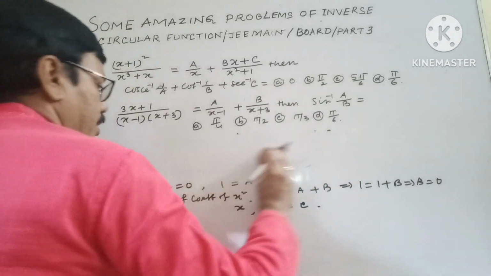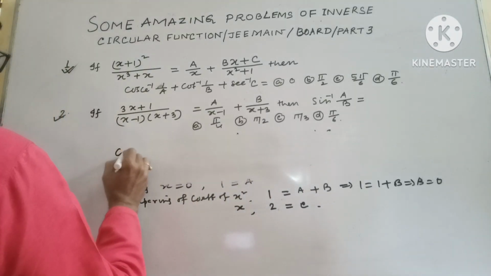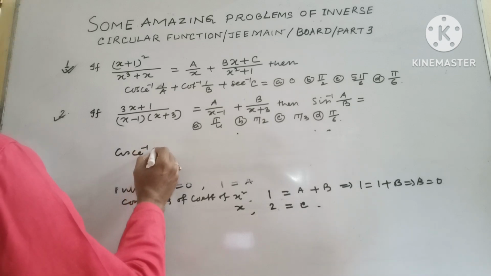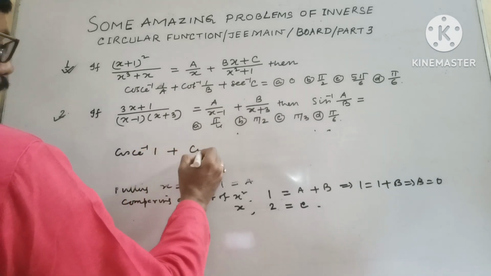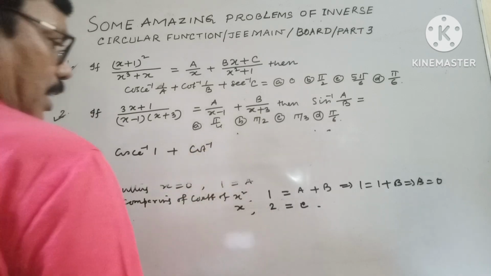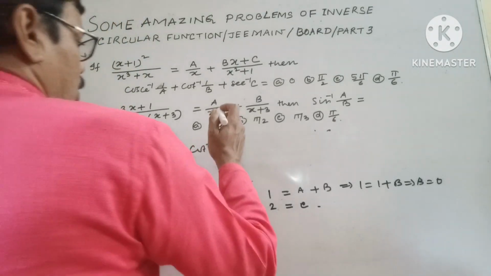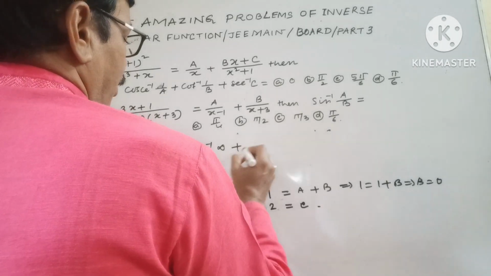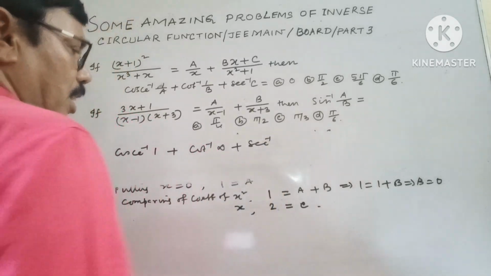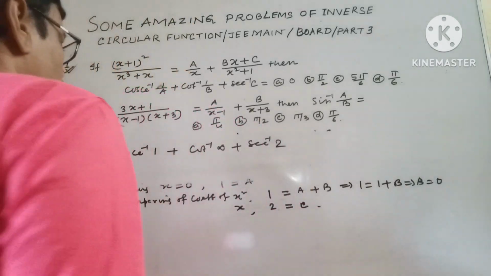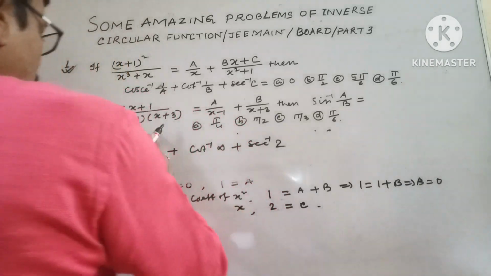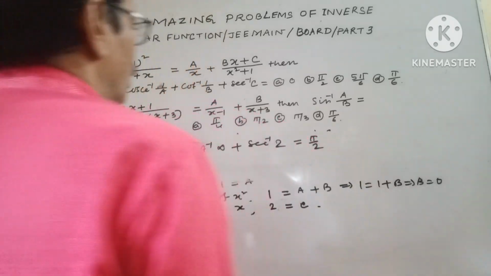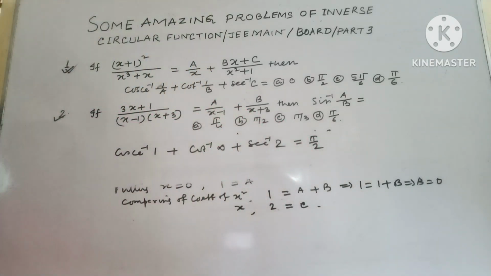So you have to find cosec inverse (1/A). What is A? A = 1. So cosec inverse 1. Then cot inverse (1/B). What is B? B is 0. So cot inverse infinity, plus sec inverse 2. So cosec inverse 1, which is sin inverse 1, is pi by 2. So this is pi by 2.